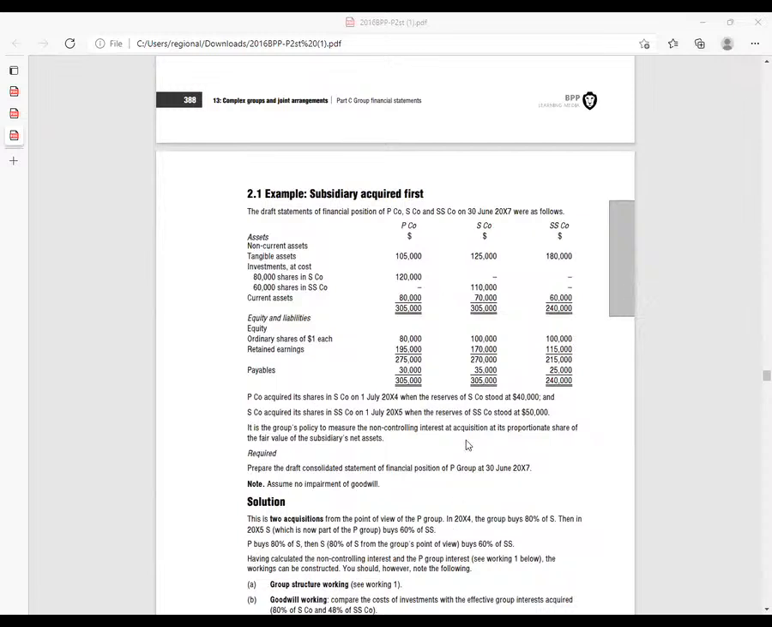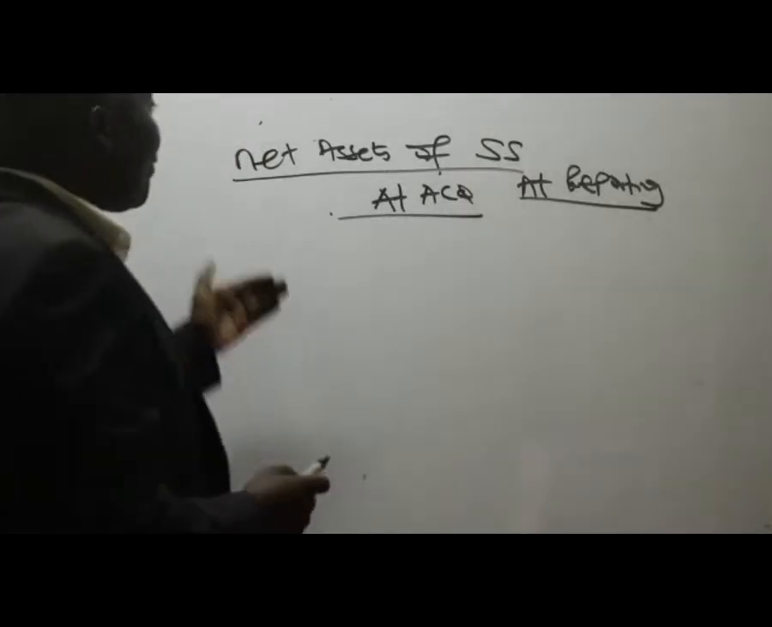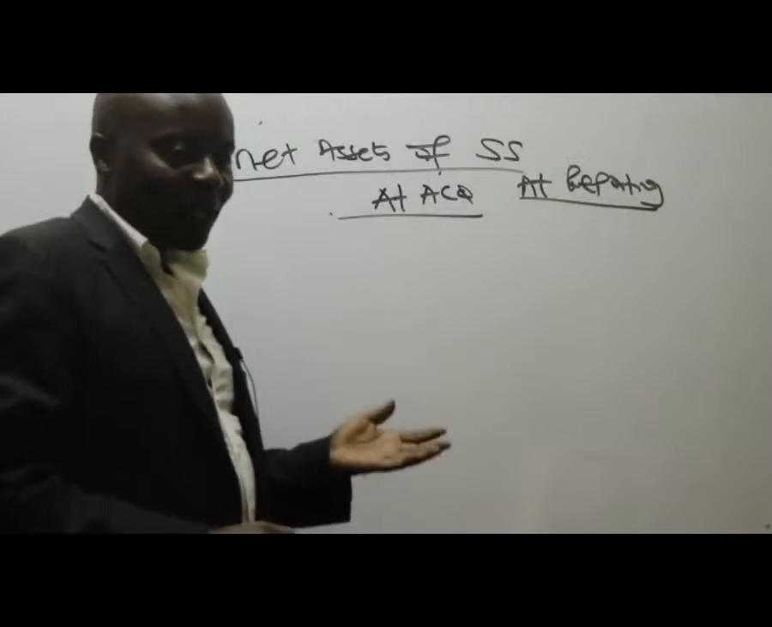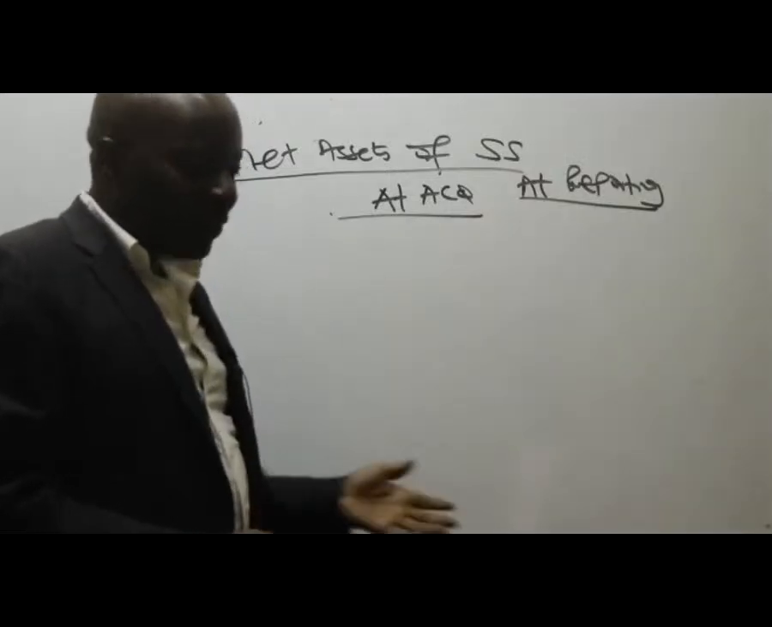215 at reporting. Thank you very much. Let's work this out together. So when I hear net assets, I know them very well. These are the reserves. These are the equities. These are the fair value adjustments.